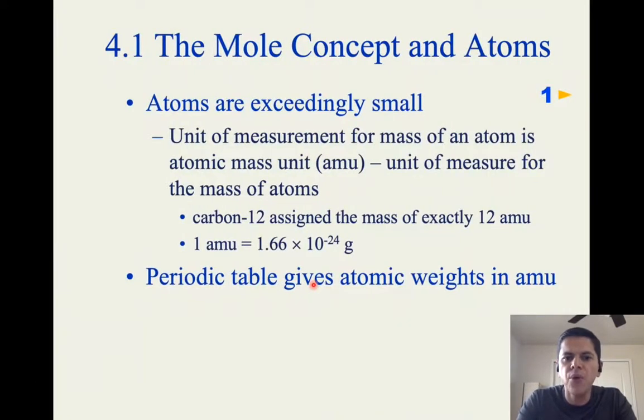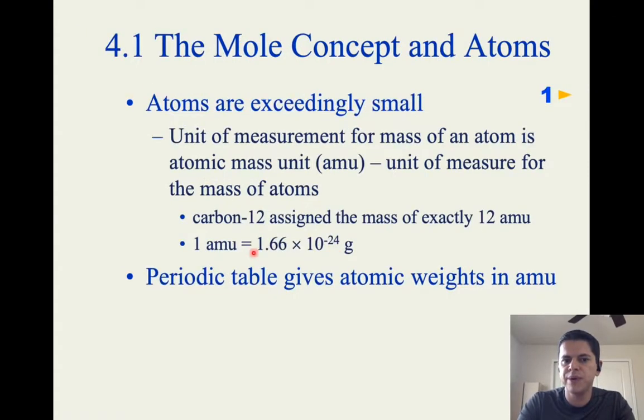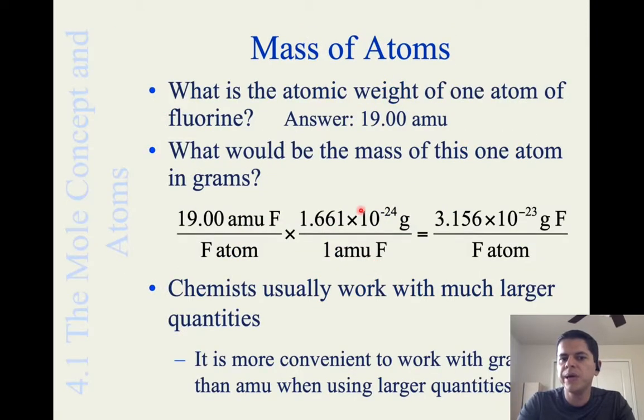We can express any mass from atomic mass units in grams. For instance, from the periodic table, we can quickly see that the atomic mass of fluorine is 19.00 atomic mass units. Using the conversion that we had before, AMUs to grams, we can figure out how many grams one atom of fluorine is. As you can see, every time we're looking for the mass of just one atom, it's always going to be a very, very minute quantity.